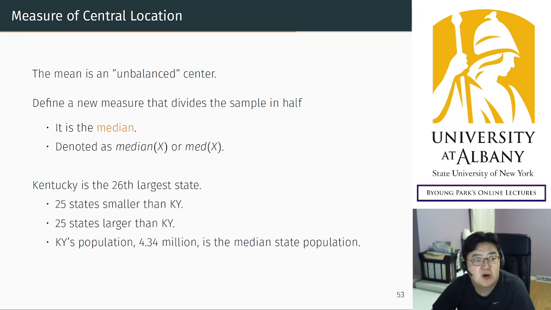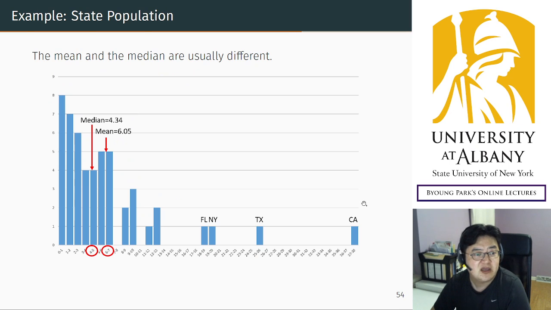Hello. We defined the median as another measure of central location. It's an alternative to the mean, a very intuitive and simple measure that starts from a very simple idea. And it is usually different from the mean.